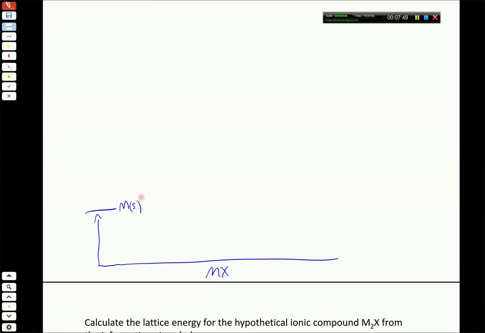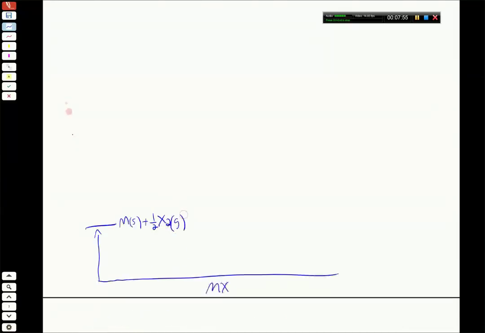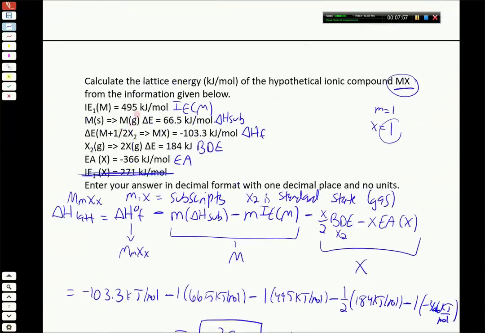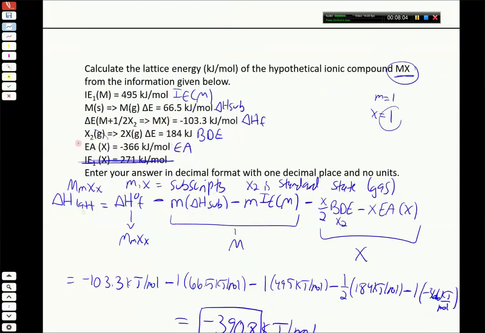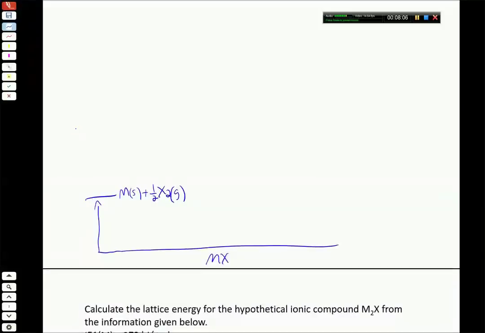So the standard states for the metal are going to be M solid, and then it's going to be 1/2 X2 is the standard state for the non-metal in this case. You see that there's no X2 liquid or solid terms. Everything is in terms of X2 gas here. So that's going to be the standard state of our elements. We break up into that. This is going to be then negative delta H of formation, which for this compound is going to be 103.3.